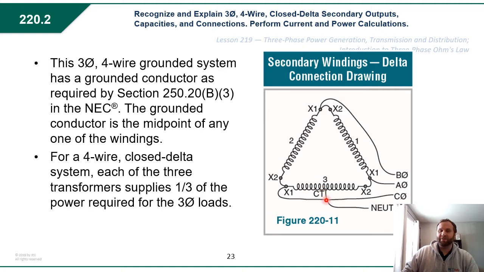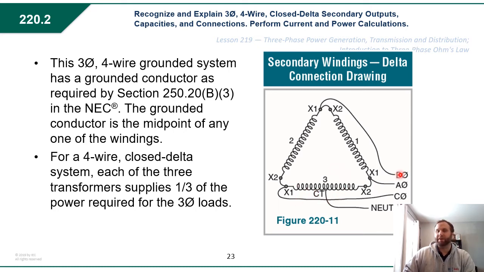The center tap being right here on transformer 3, going to our neutral, means that anything between C phase and neutral would be 120. A phase and neutral would be 120. B phase, because it originates all the way over here and it's got a winding and a half before it reaches that center tap, its series difference would be 208.